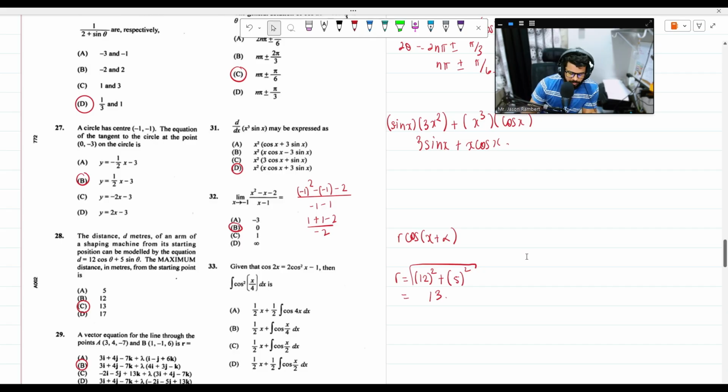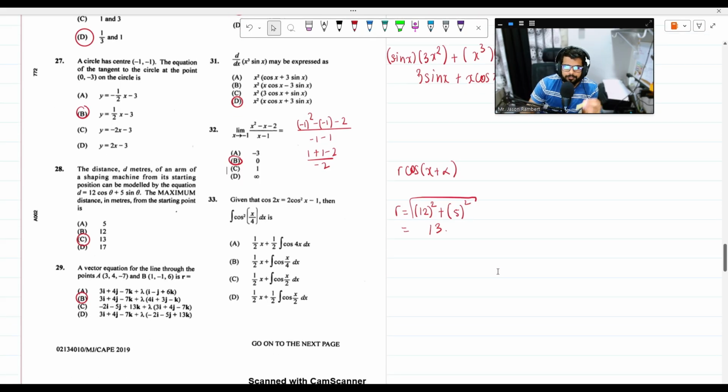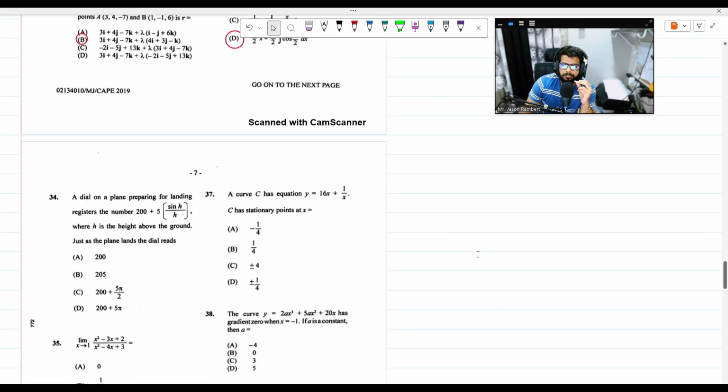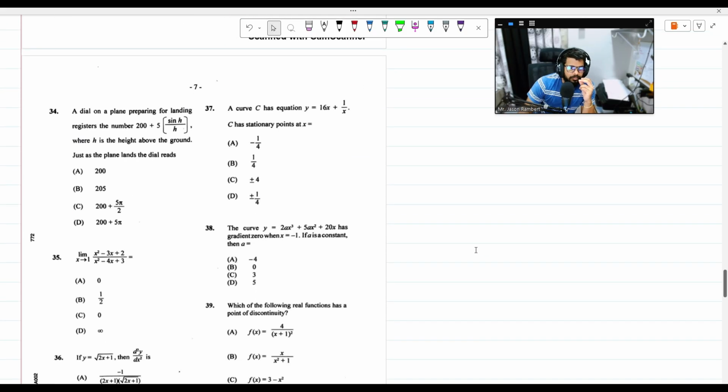Right, this is a repeat. I just decided to do it over to show you all. Alright, there's a repeat for sure. D was the answer for this. A half x plus a half integral cos x on 2. Plenty of words for a little bit of working, right?